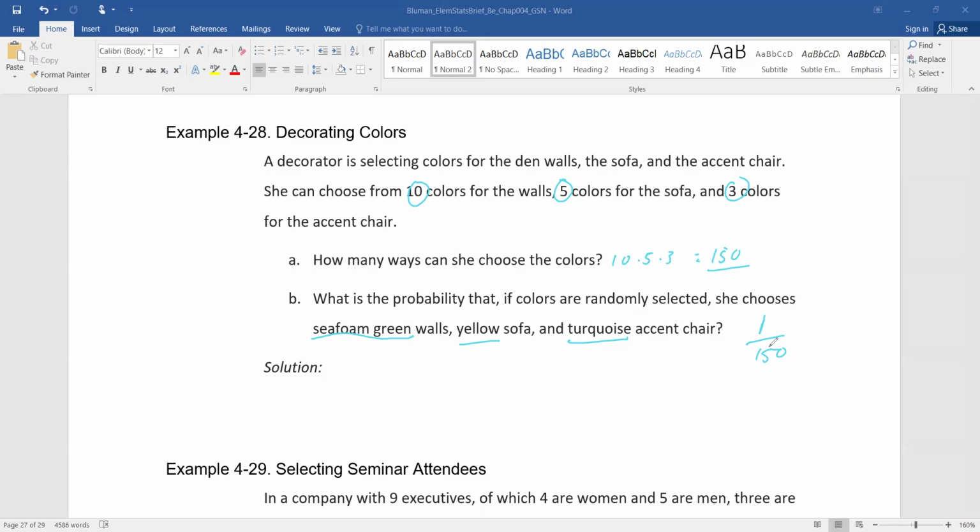Had it said more or less that she randomly chooses seafoam green wall, then we could have done a little bit more math. But this looks like it's one of the 150 combinations that she could have chosen from. All right, let's look at the next example.